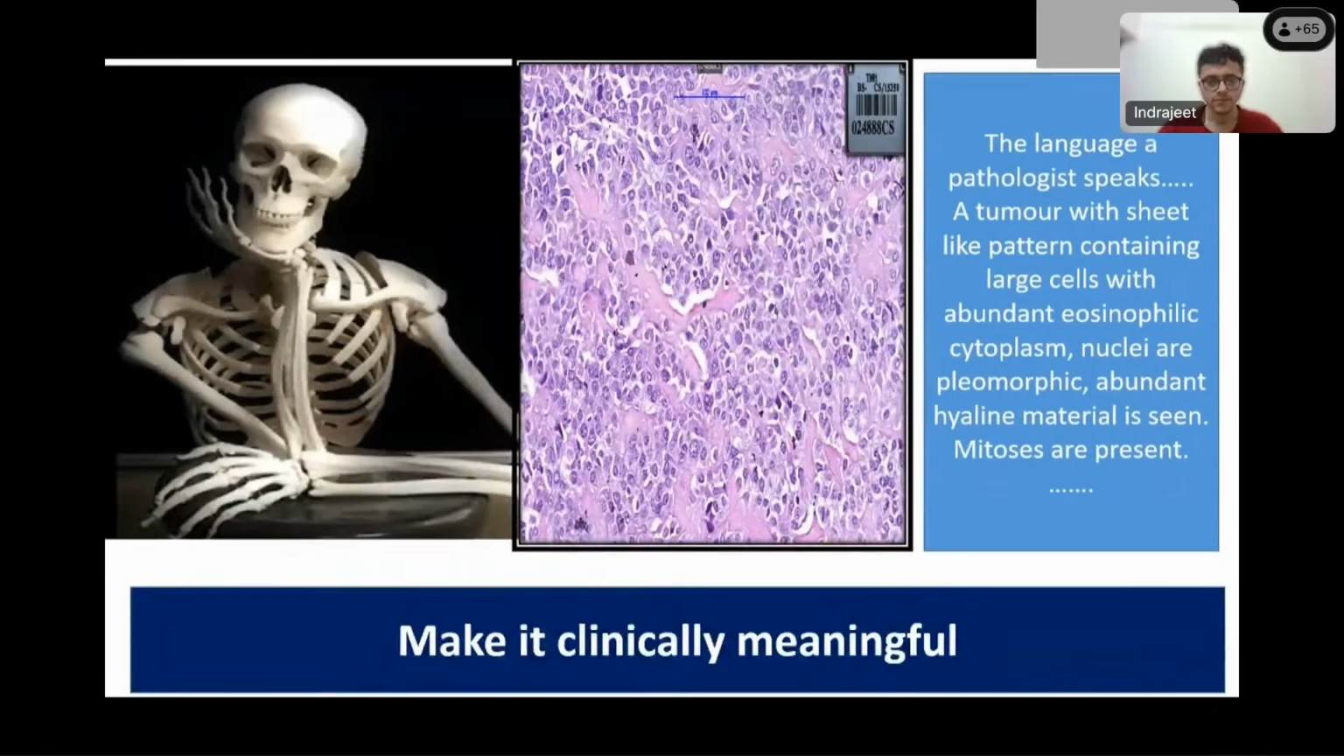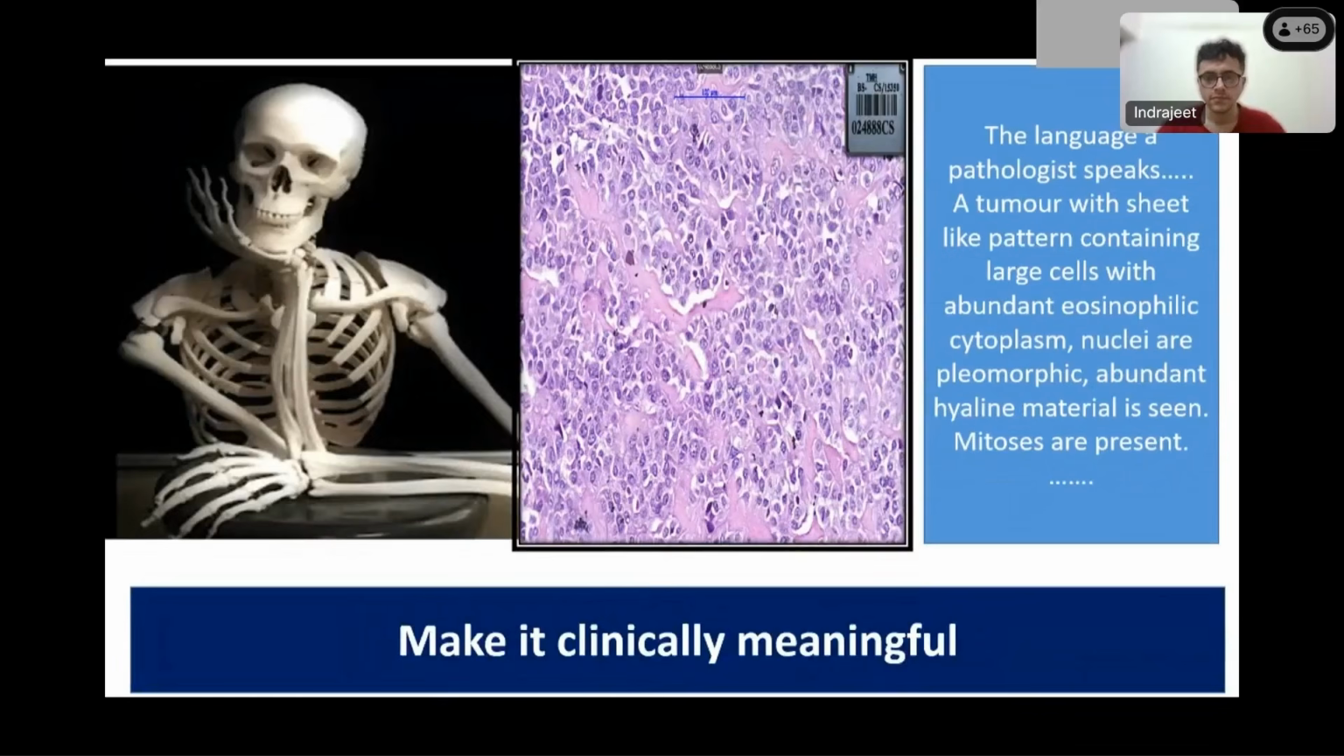And when you are reporting a histology, this is the report. If I ask Prakash to read this report, Prakash, would you be able to make any sense out of this? Just let us read this aloud. A tumor with sheet-like pattern containing large cells with abundant eosinophilic cytoplasm, nuclear pleomorphism, abundant hyaline material is seen, mitosis are present. Full stop. Does it make any sense?